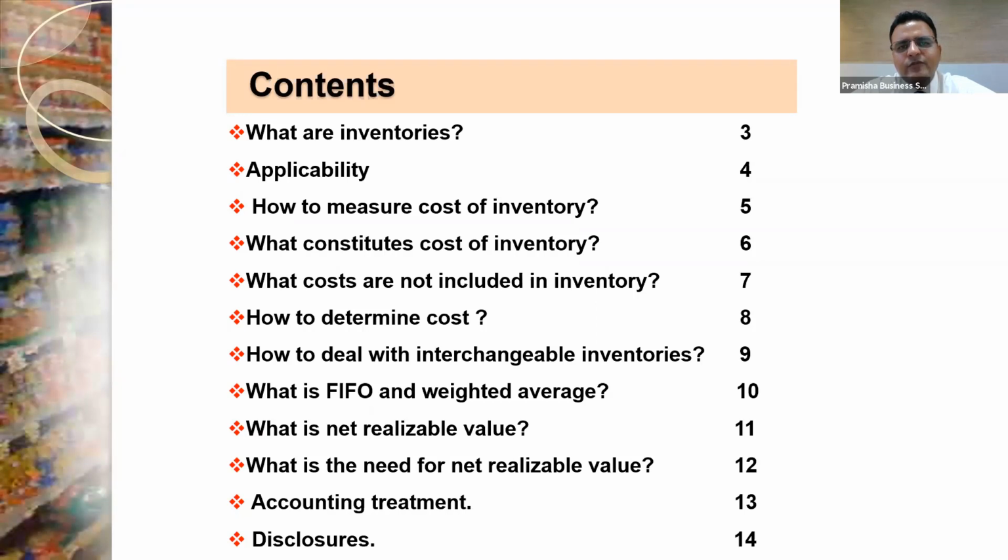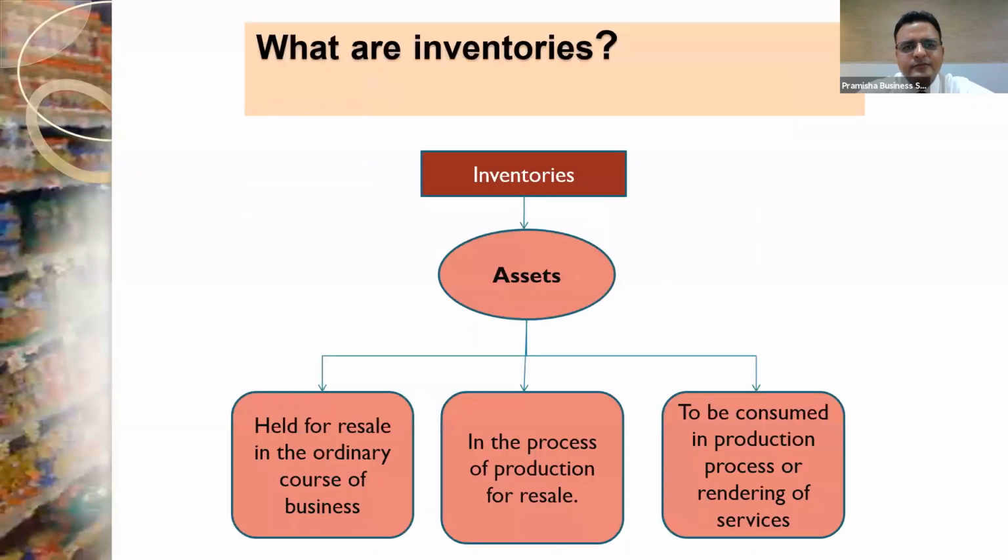So why do we need FIFO and weighted average? If we're dealing with large and interchangeable inventories, we can use FIFO and weighted average to cost the products, because it will be very difficult to identify each product, pick up each product, arrive at its value and then calculate it, because we'll end up spending our whole year only doing that. So we use measurement techniques to arrive at our cost. We'll discuss what FIFO and weighted average are, NRV, why there is a need for NRV, accounting treatment, and disclosures.